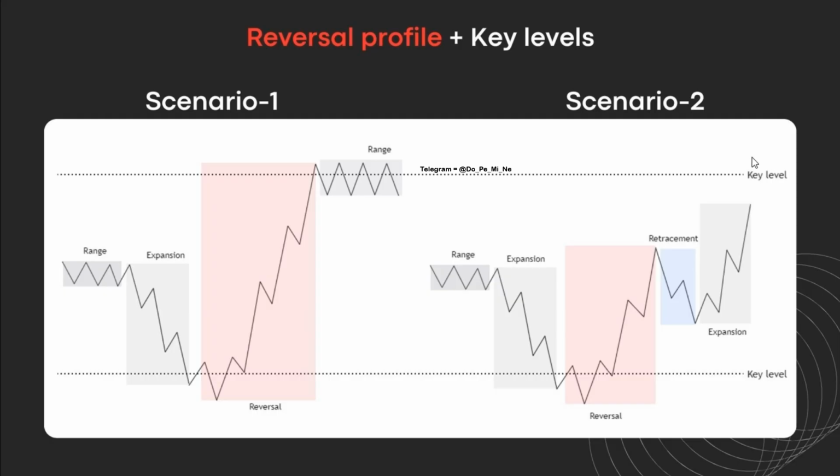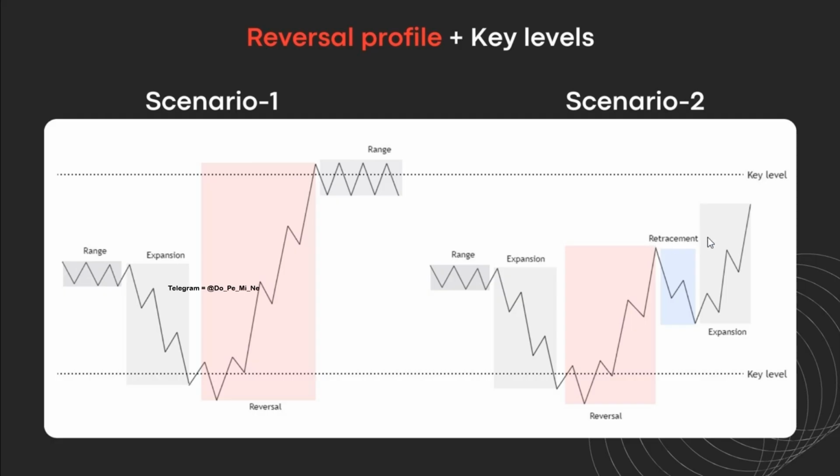In this case that reversal profile ends inside a key level, right? You can see that this reversal profile has ended inside a key level. So in that case we can expect a range to form there, because the reversal profile has now ended, and we can expect a range to form to cap the price swing. Similarly, in scenario 2, the reversal profile ends without testing a key level.